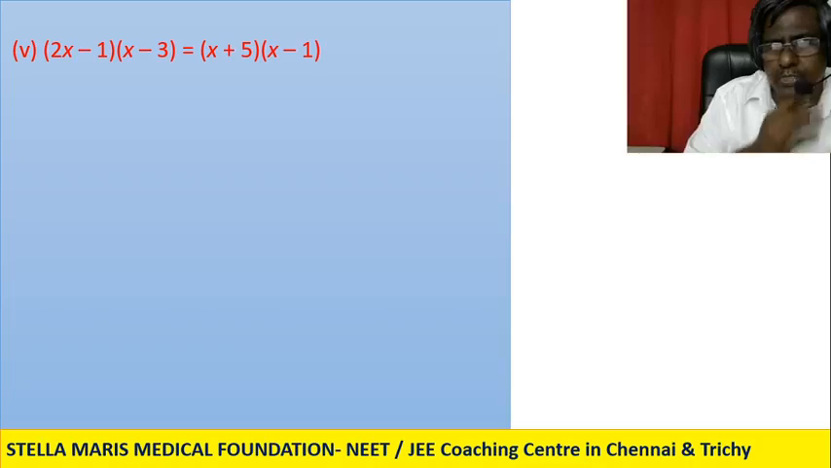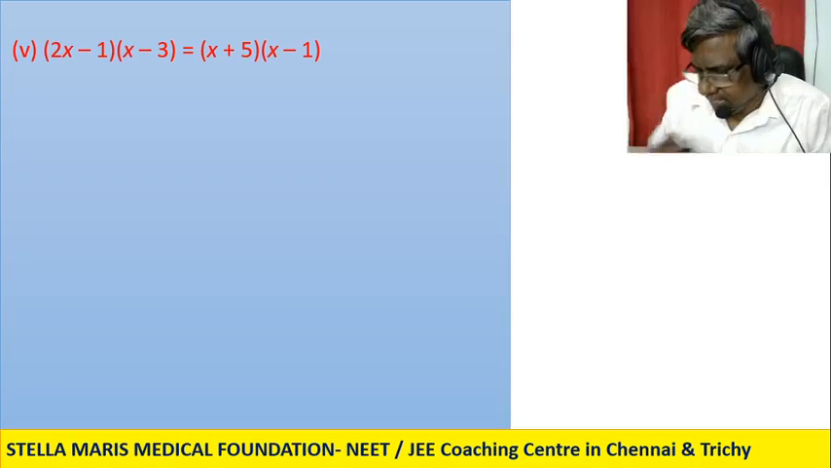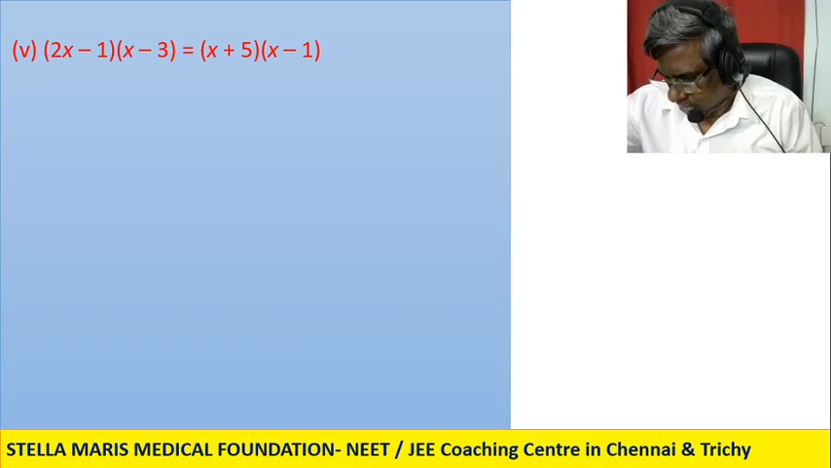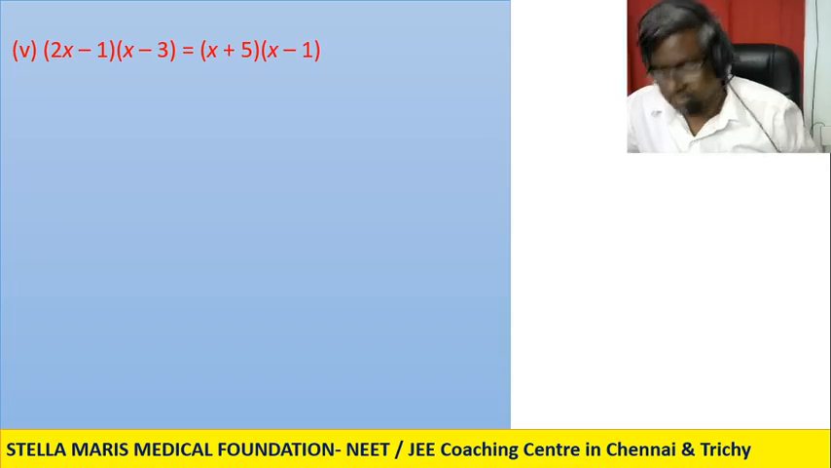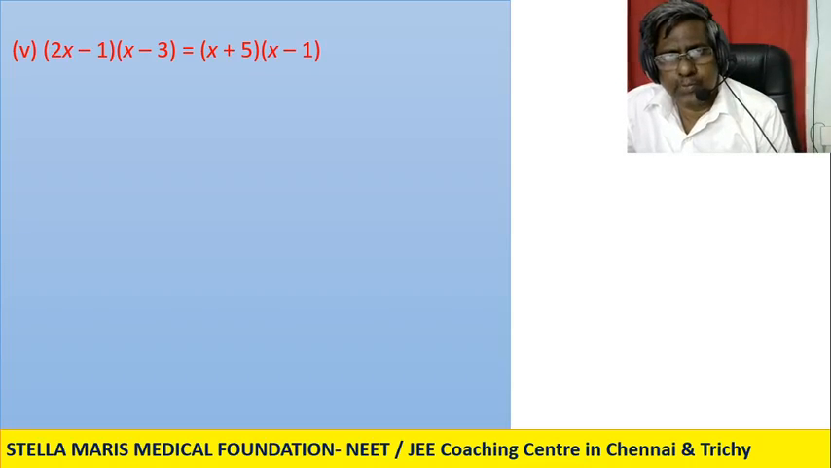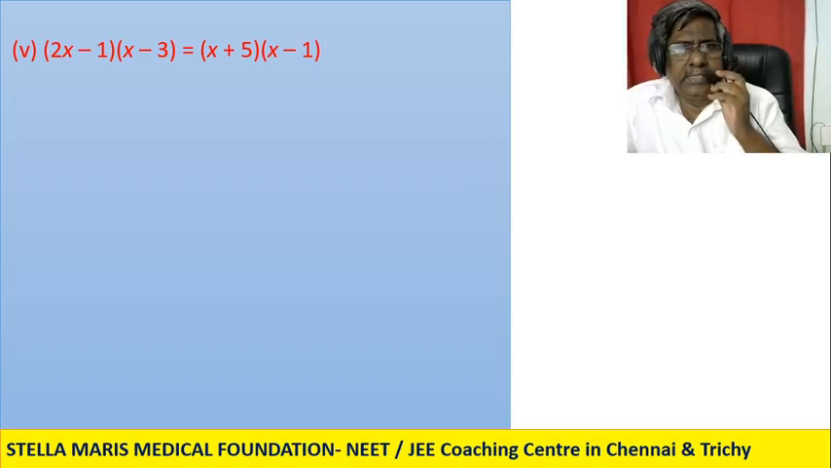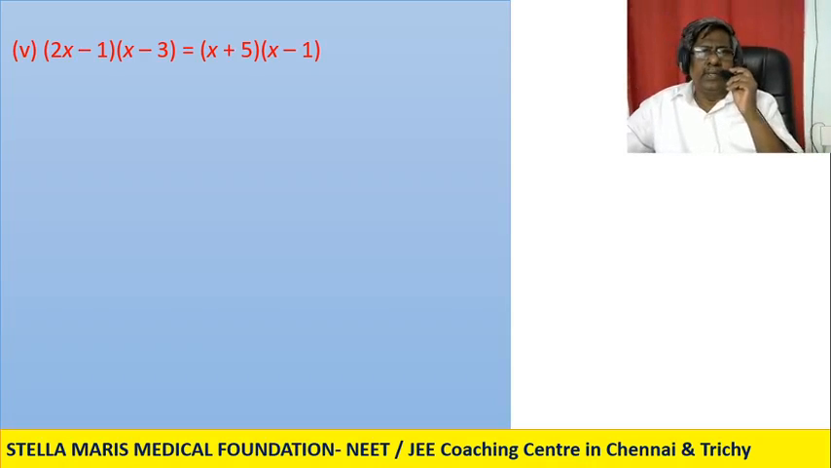So now please do this and tell me whether it is a quadratic equation or not. 2x minus 1 into x minus 3 is equal to x plus 5 into x minus 1. The left hand side is 2x minus 1 into x minus 3, and it is equal to x plus 5 into x minus 1.